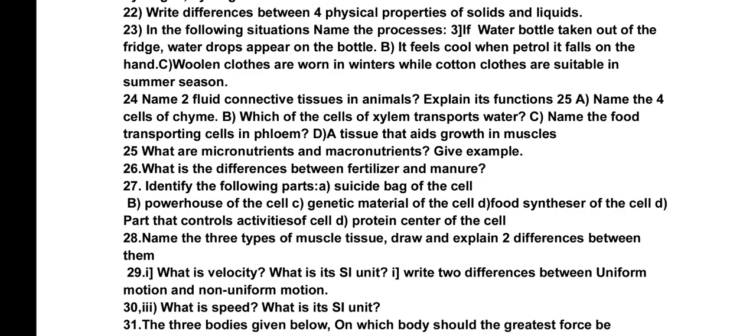C. Woolen clothes are worn in winters while cotton clothes are suitable in the summer season. This is because cotton clothes have pores in them and we sweat more in summer. During summer, the sweat has to evaporate so as to keep our body cool. So cotton clothes allow the evaporation process. They allow the sweat to evaporate so we feel cool.